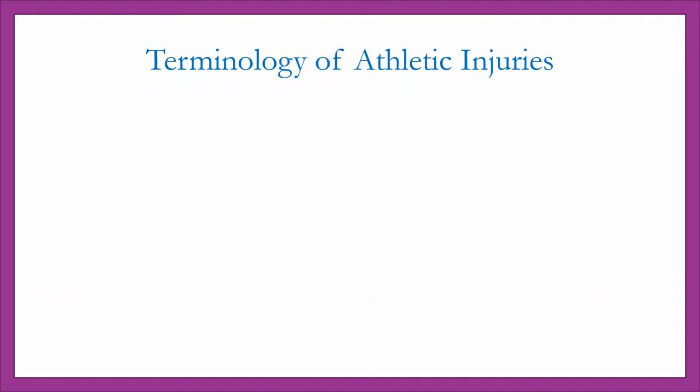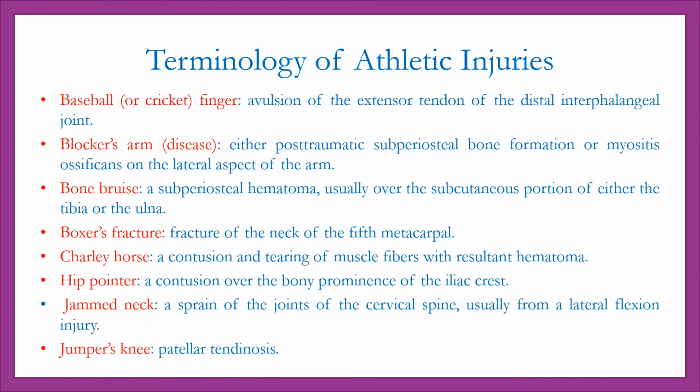Terminology of athletic injuries. Baseball or cricket finger: a rupture of the extensor tendon at the distal interphalangeal joint. Myositis ossificans: post-traumatic subperiosteal bone formation on the lateral aspect of the arm. Bone bruise: a subperiosteal hematoma, usually over the subcutaneous portion of either the tibia or the ulna. Boxer's fracture: fracture of the neck of the fifth metacarpal.